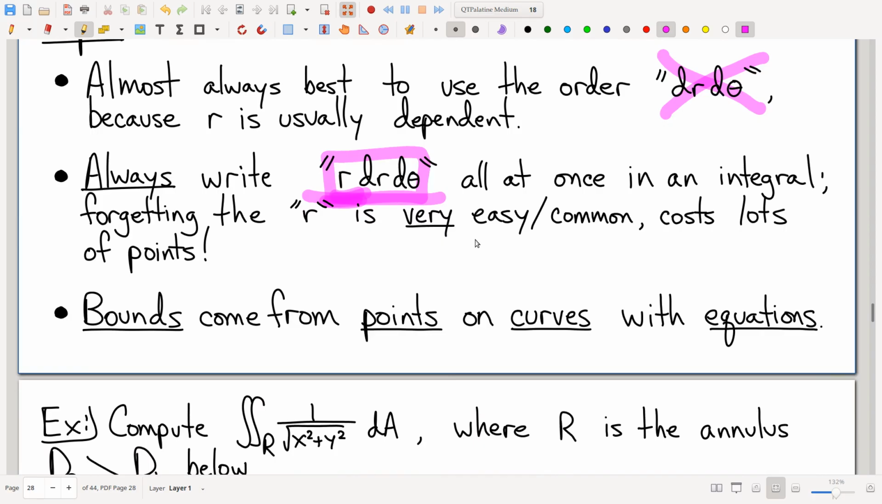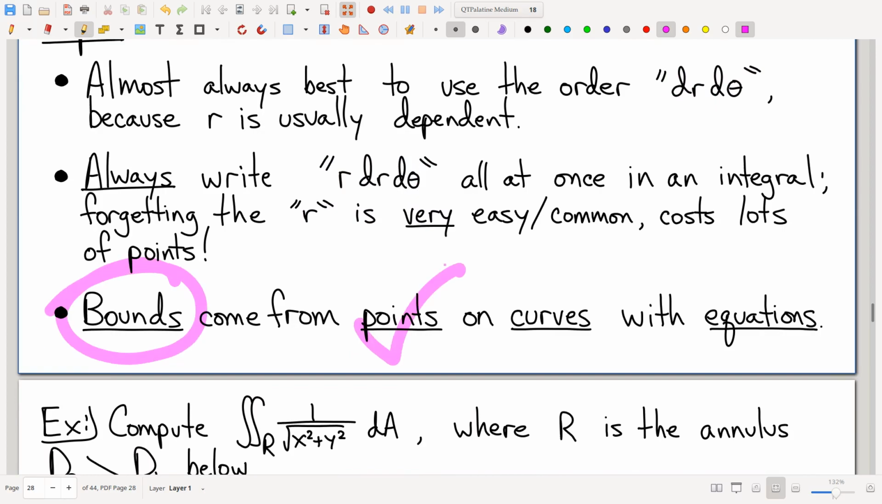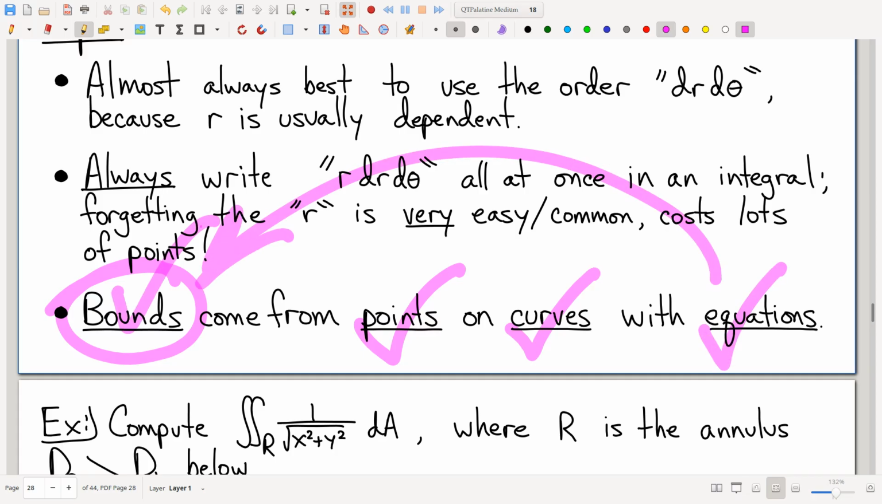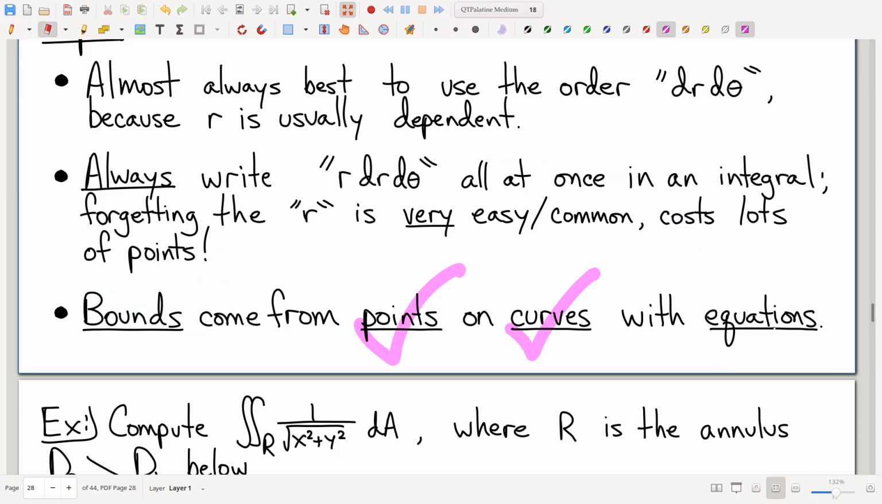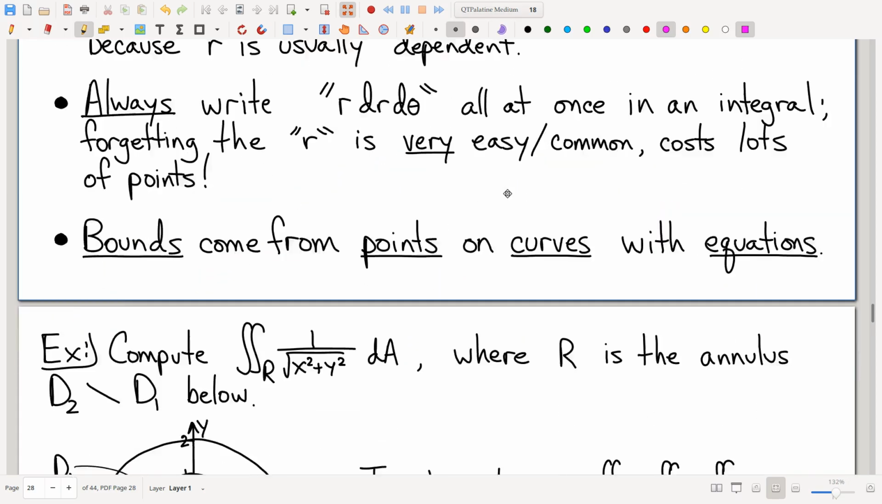Okay. And then just a doff of the cap to what we already know. When you're interested in bounds, that comes from identifying the key points. Those points will be on certain curves. Those curves will have certain equations in which you can solve for the bounds. Okay, just like every other slicing process we've done.